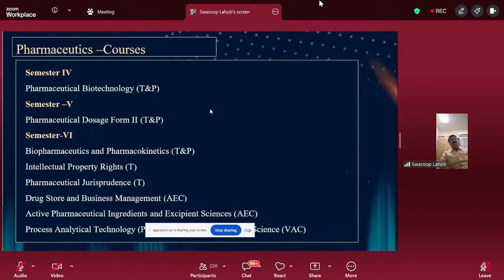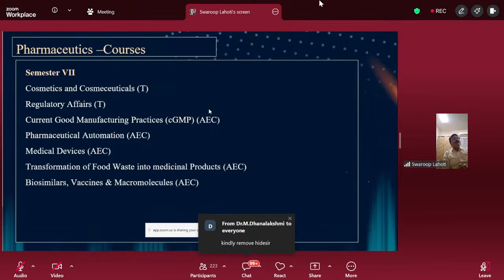What he was saying, he is in need of a student who is aware regarding the PAT technology. Unfortunately, in this PAT technology only the introductory part was there, but now the process analytical technique is specifically included in this syllabus as a vocational course in semester 6. Then in semester 7, cosmetic and cosmeceutical sciences is included as a compulsory subject. Initially it was an elective, but now it is compulsory.